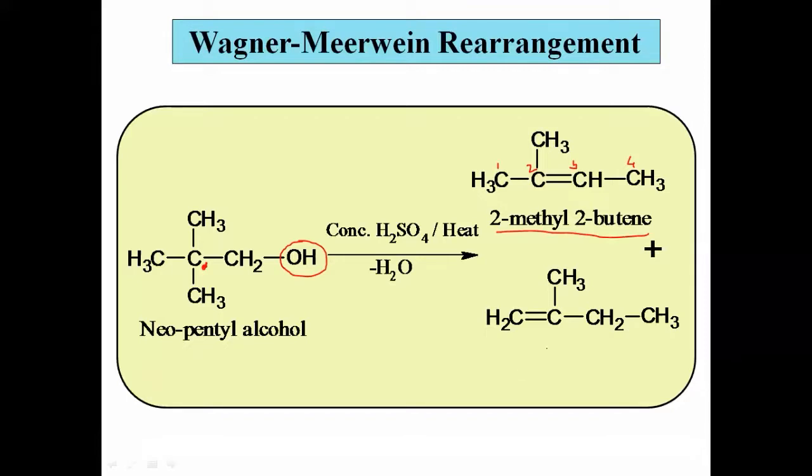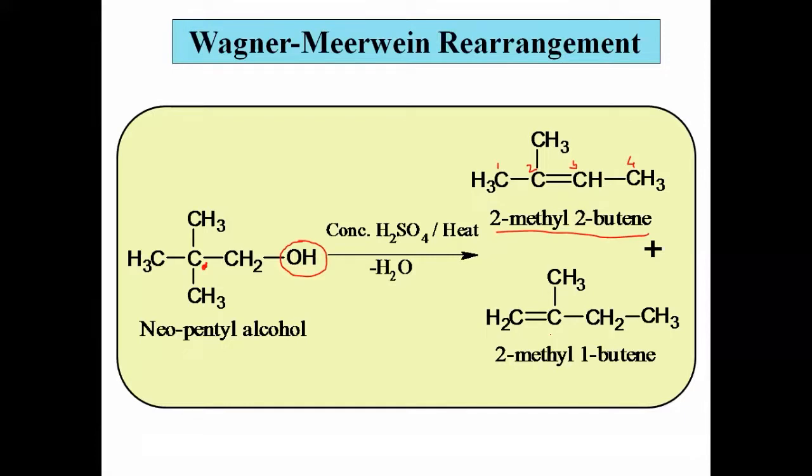What about the second? What will be the name of the second product? It is 2-methyl-1-butene. Thus, in this reaction we get a mixture of two unexpected products.